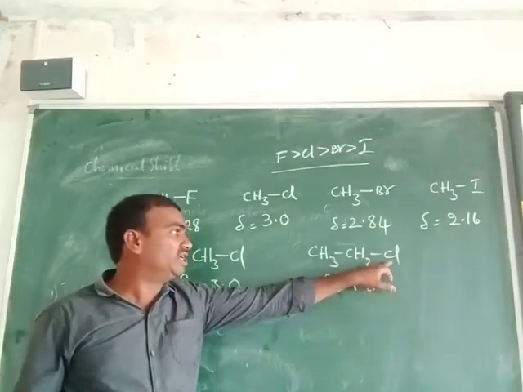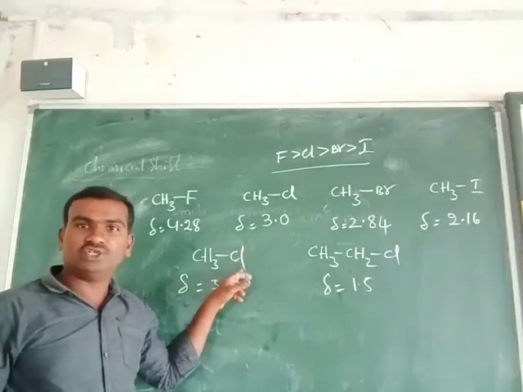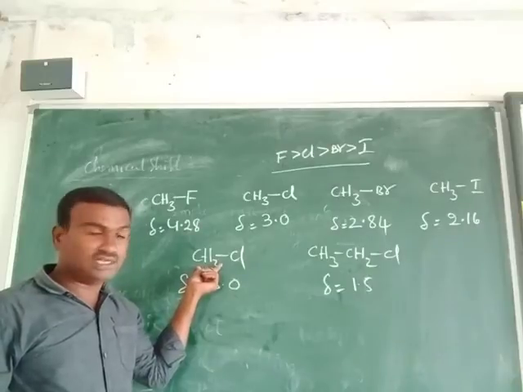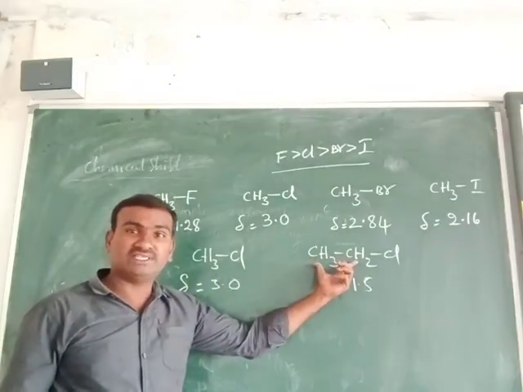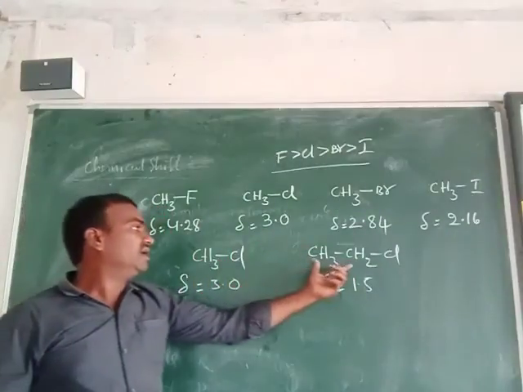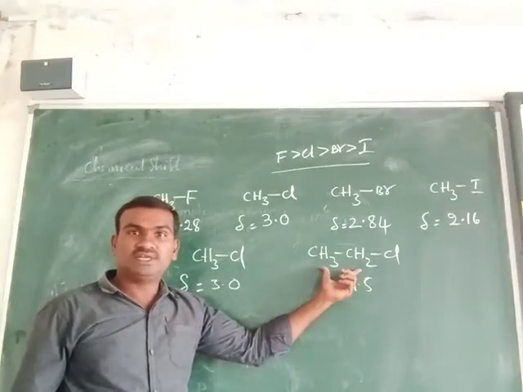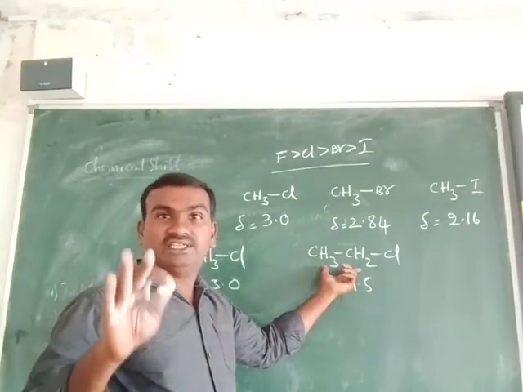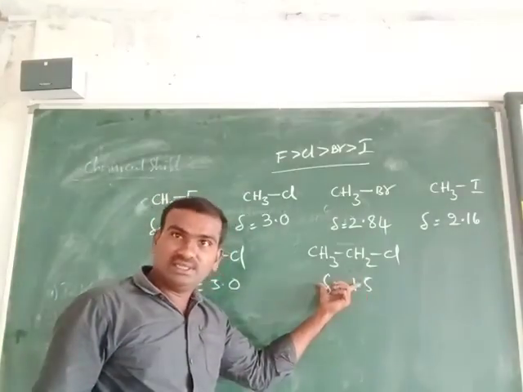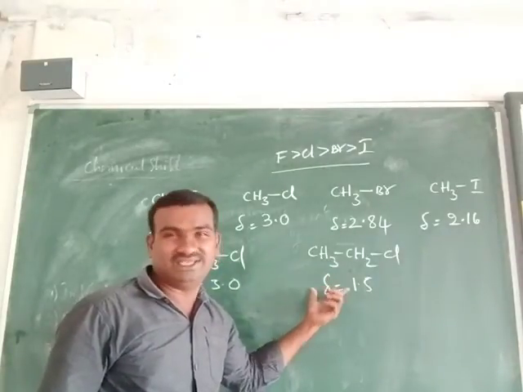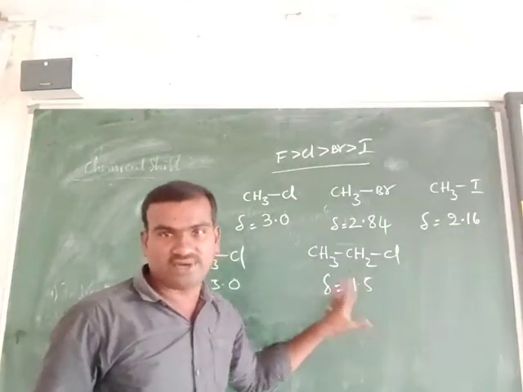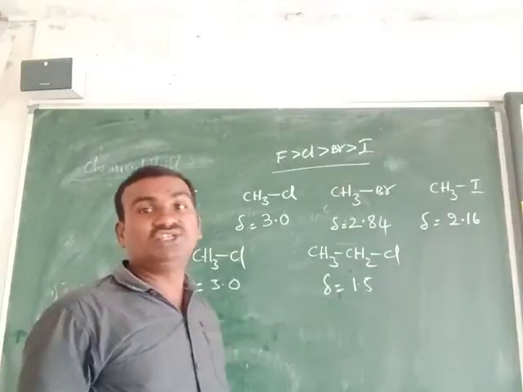Understand? The same electronegative element is attached to the chain, but this one is very short and this is longer because of the increased carbon atoms. Understand all of you? So as the distance of the protons from the electronegative atom increases, the chemical shift values decrease. Hence, this delta value is 1.5.